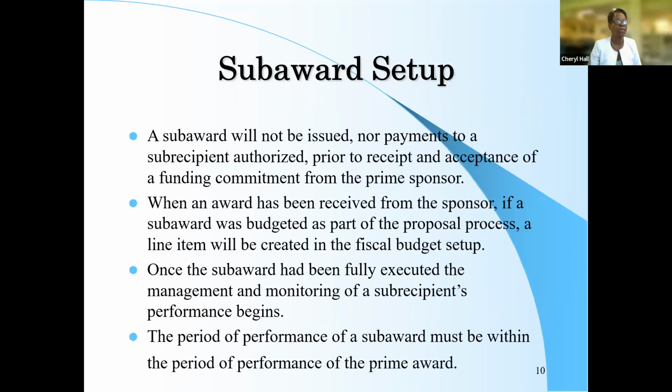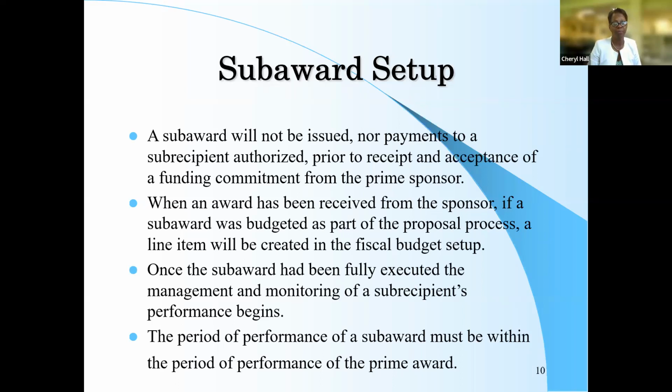Next, when we receive all that information and it's been determined that the particular federal agency or state agency is going to issue an award for that project, then we will contact the sponsored programs office at that institution to set up an award. First, a subaward will not be issued, nor payment to a subrecipient authorized, prior to receipt and acceptance of a funding commitment from the prime sponsor. Meaning, if we don't have an award in hand, we cannot issue a subaward to you or to your institution to commence work.